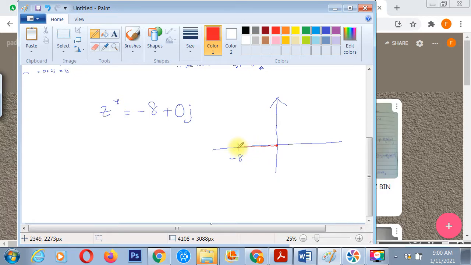The number is here, because j is 0. If we put this as j, this is the real number, this is the imaginary number. If we put something here, you cannot put it here, even if there is negative 8. Right? And then you need to go through the first tutorial.